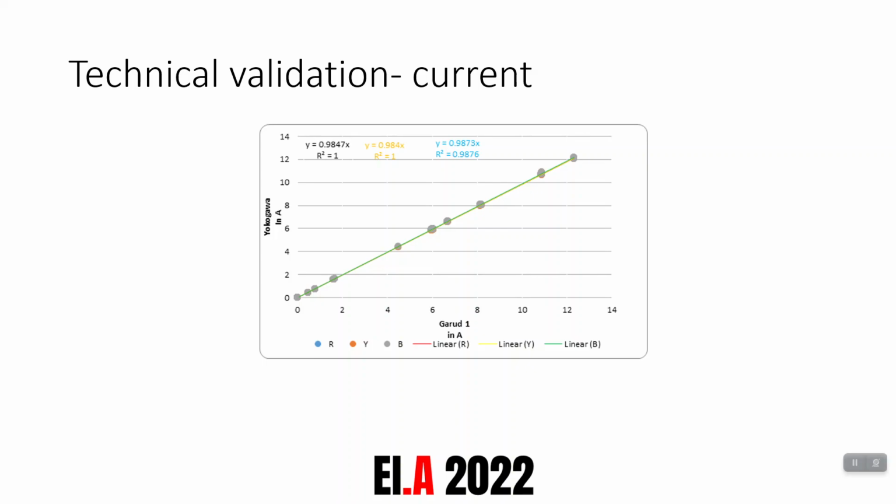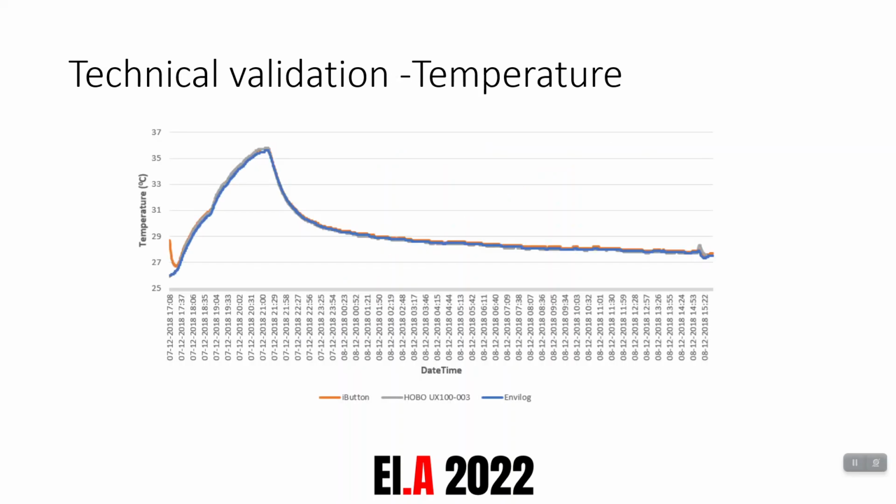The experiment was conducted by varying the load connected across Garud and the 2 standard meters. We varied the current between 100 milliamperes to 12 amperes, and you can see that the correlation is very near.